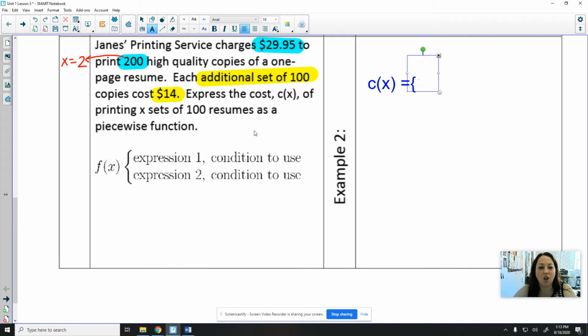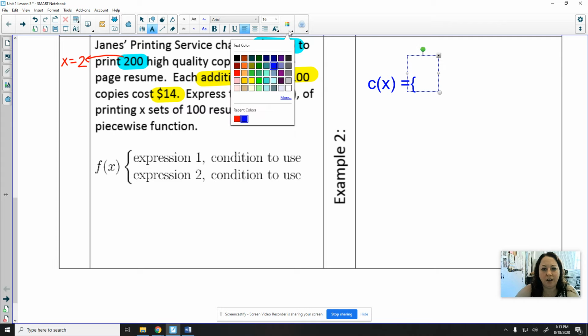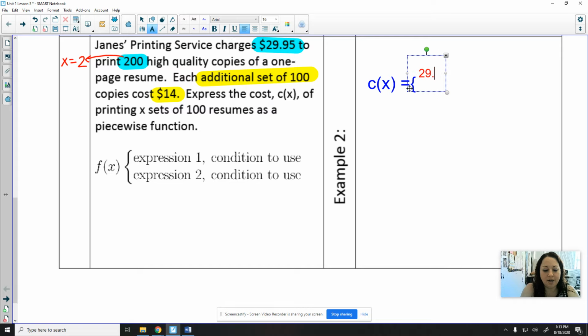We are going to have our top and our bottom as 2 different expressions with the conditions set. So the first condition is the one I highlighted in blue. It says that it is $29.95. Sorry, I'm going to change the color on that. $29.95 for the first 200 sets. So I'm going to say that the condition is X is less than or equal to 2. Sorry, I'm going to make this equal really quick. There we go.